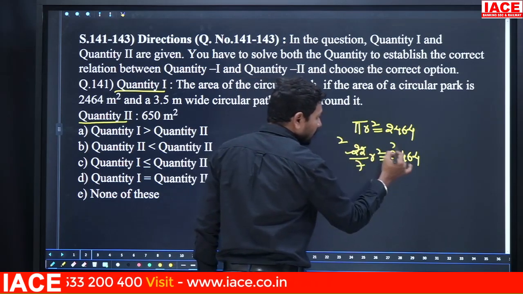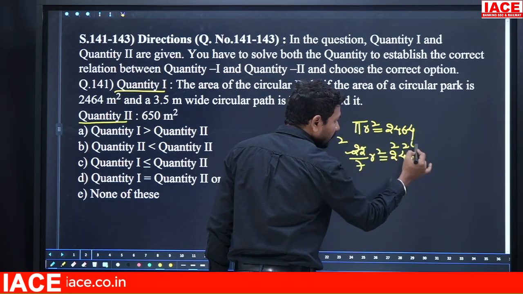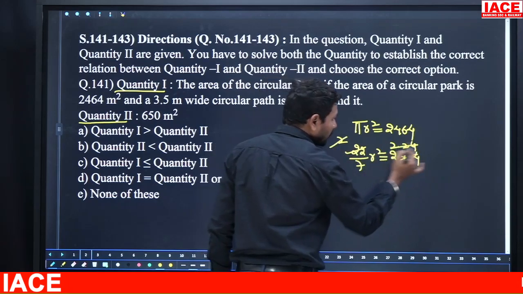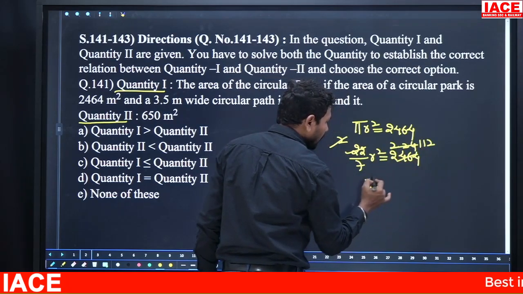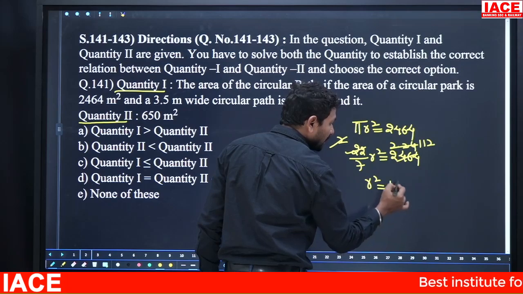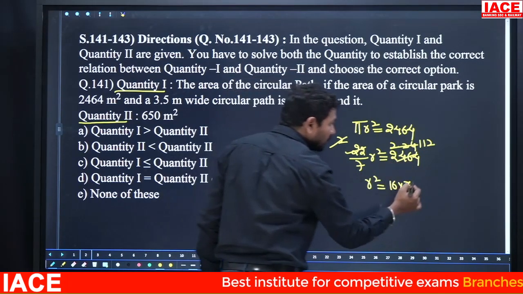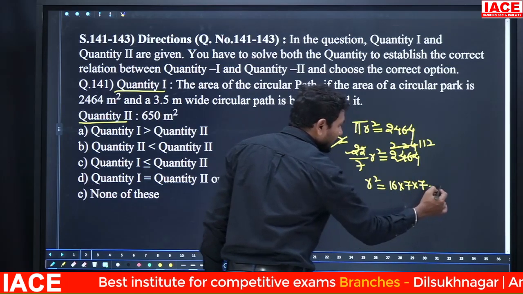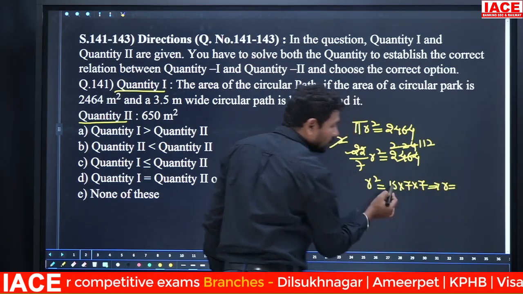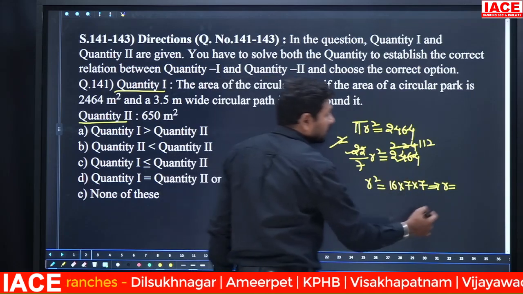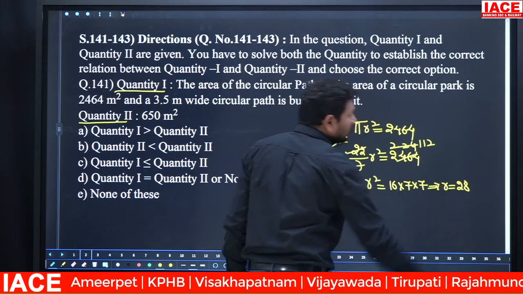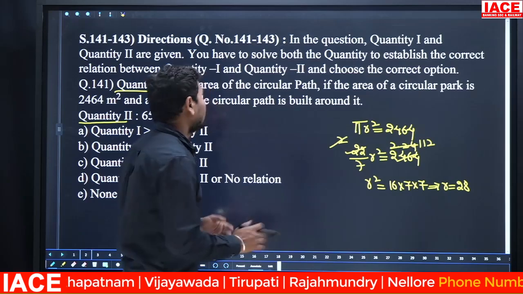11 2s are 22, 11 2s are 22, and 11 4s are 44. And 2 2 224, how many times? 112. Then r square is equal to 112, we can write 16 7s are 112. This 7 will be coming to the numerator, it is into 7. Then from this we can write r is equal to root of 16, which is 4, into root of 7 square, value 7. Then 4 7s are, what is the value? 28. The radius value is now 28.